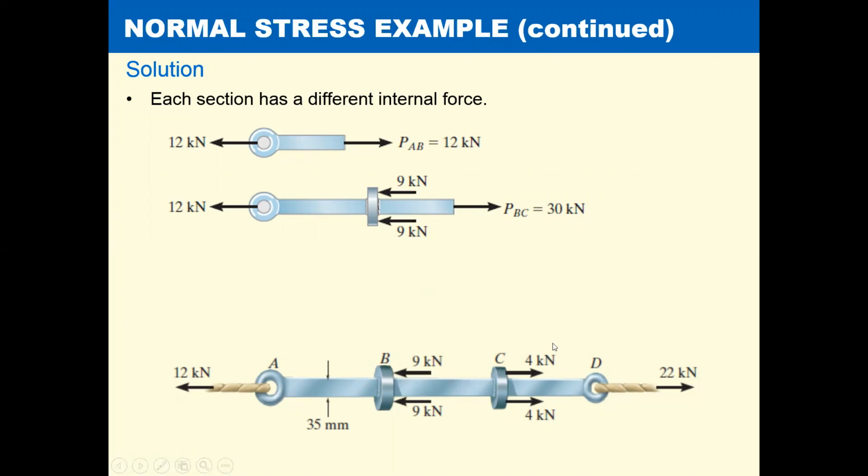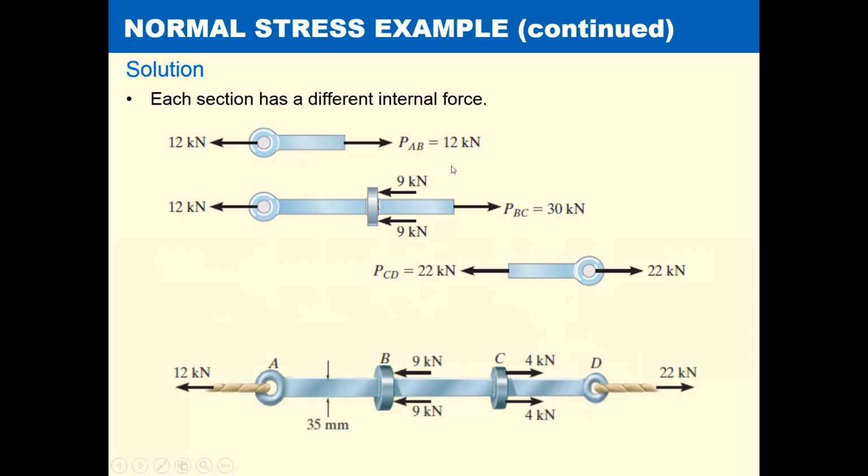Finally, we're going to take the section cut through CD and find the internal force in CD. You can probably almost by inspection know that it's going to be 22 kilonewtons. That's the easiest free body diagram, looking at the right side. We could have just as well done a free body diagram over the whole section here, but why go to that much trouble if you can just look at the right side free body diagram? So we have an internal force of 22 kilonewtons.